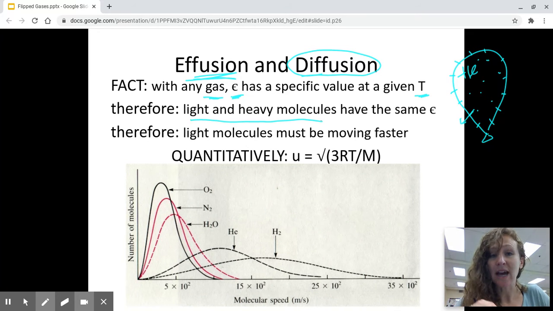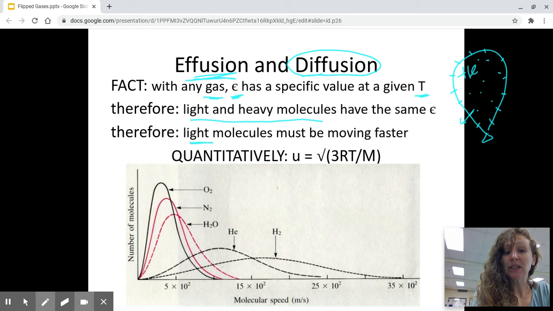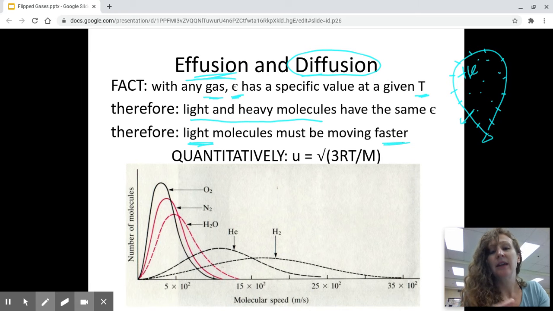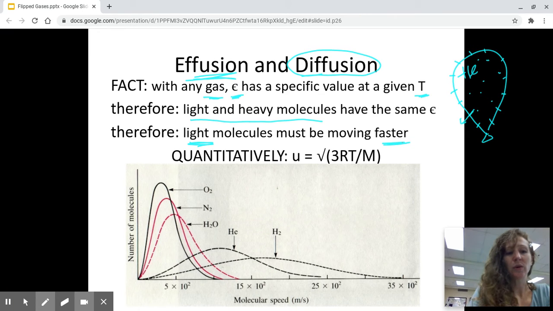However, they don't have the same mass. And remember, mass is part of the equation here. And so light molecules are actually going to move faster than heavy molecules because of the mass difference. It's not a difference in kinetic energy, it's a difference in mass. And so this comes back to this formula.